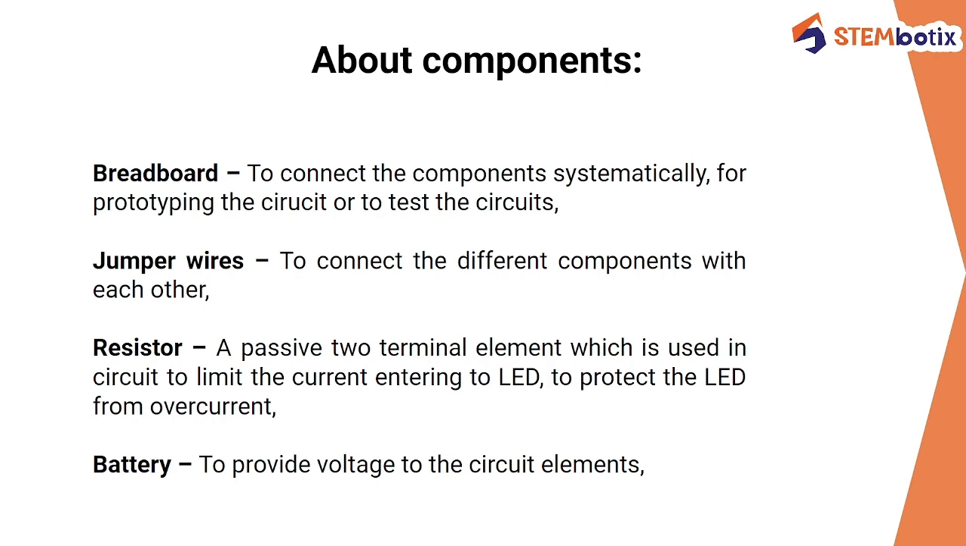Then there is a resistor. A resistor is a passive two-terminal element which is used in a circuit to limit the current entering the LED, to protect the LED from overcurrent. Here we are using a resistor in the circuit to protect the connected LED from overcurrent. So a resistor is a two-terminal passive device. Then the battery provides voltage to the circuit, meaning the battery is there to provide power to the circuit.